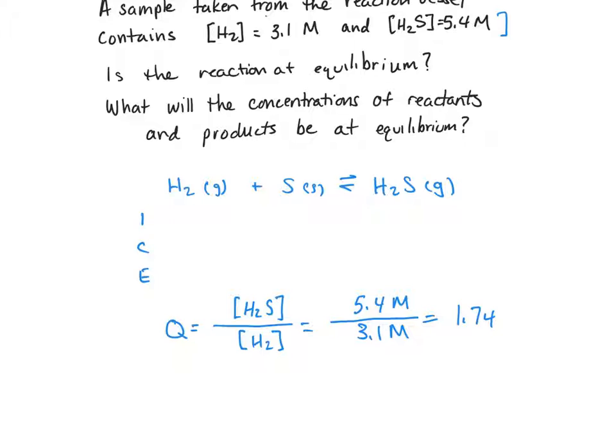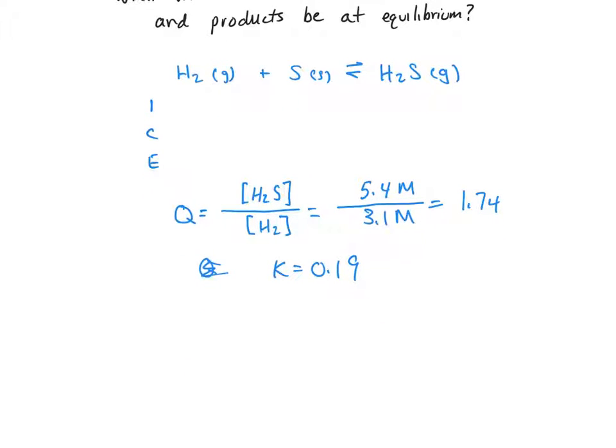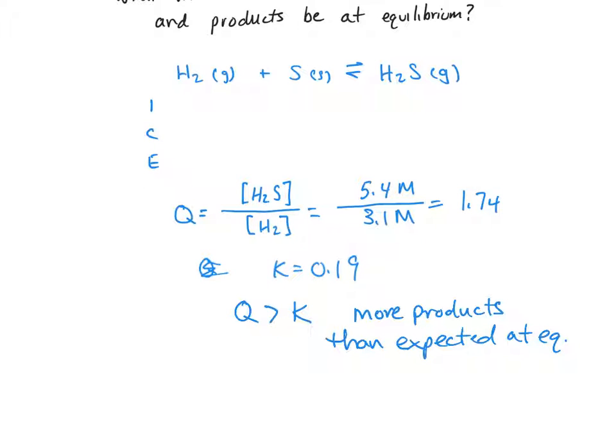Okay. What do we do next? Compare it to K. Okay, our K was 0.19. I'll write K equals 0.19, just to remember. Now we've got all the info. So our Q value is greater than K. Do we have more reactants or products in this mixture than are expected at equilibrium? More products. So the reaction is going to shift towards the reactant side in order to reach equilibrium. More products than expected at equilibrium. Reaction proceeds towards reactants. Everyone got that? This is a really important calculation to do before we use our ICE table.